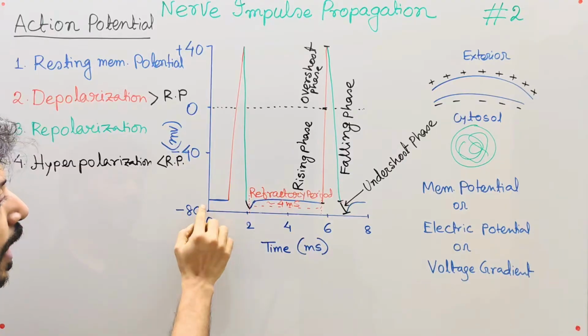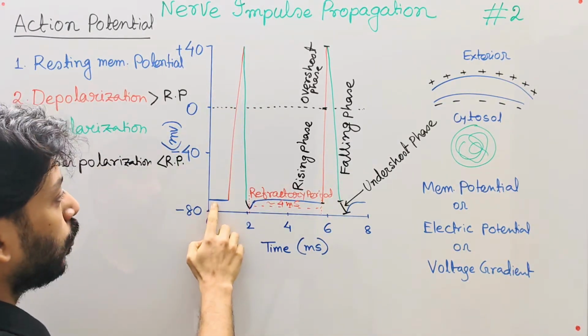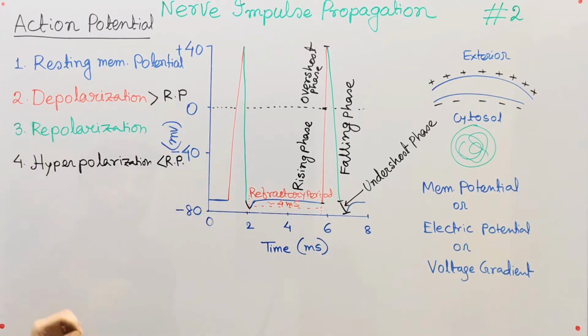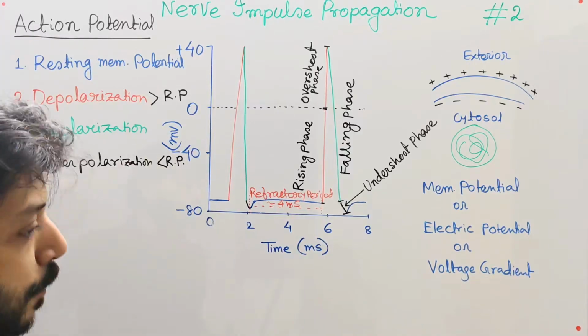Now as you can see, I have drawn this graph in four different colors. One is blue, red, green and a small portion in black. And I have written the four different parts of this action potential in these colors. Like the blue line represents resting membrane potential.